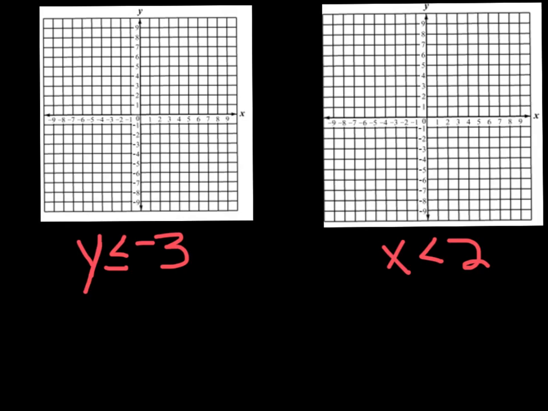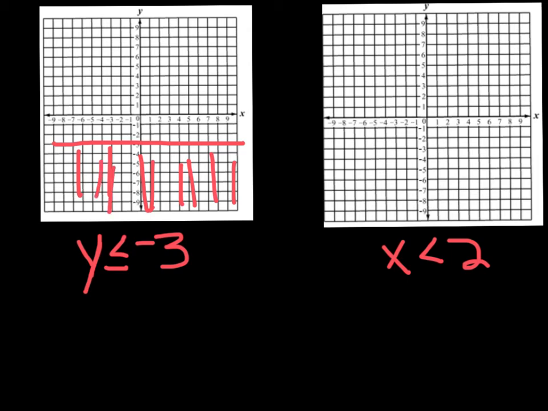Let's look at these last two examples here. These two do not have two variables. They only have one variable. So in this first inequality, y is less than or equal to negative 3. We're going to the axis that it says, which is y. So we're going to go to the y-axis to negative 3. It says less than or equal to, so that is a solid line, and it's less than, so we're shading down from there. So that's what our graph should look like.